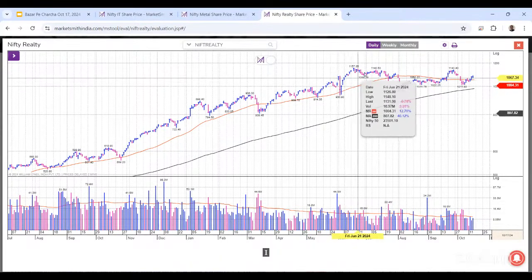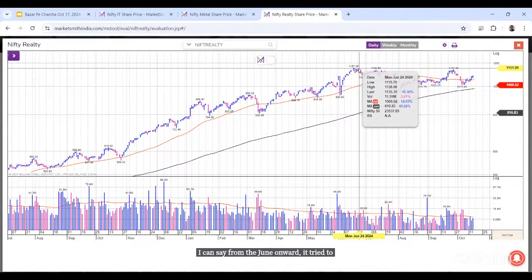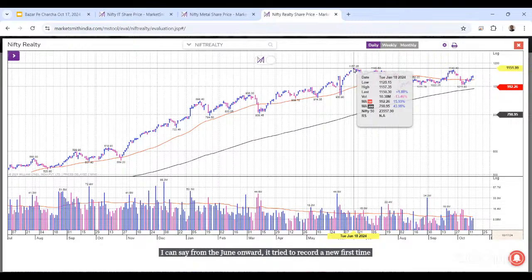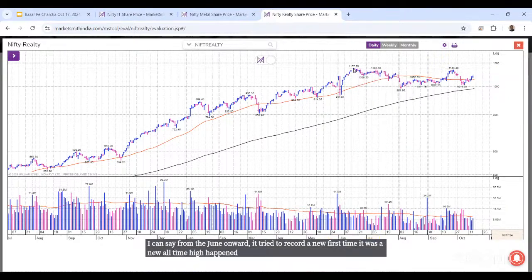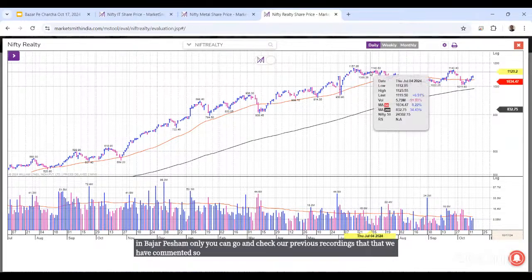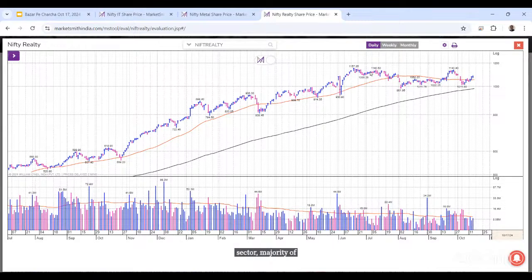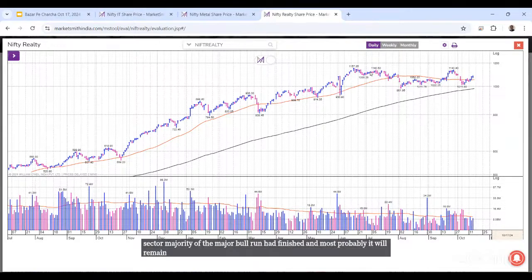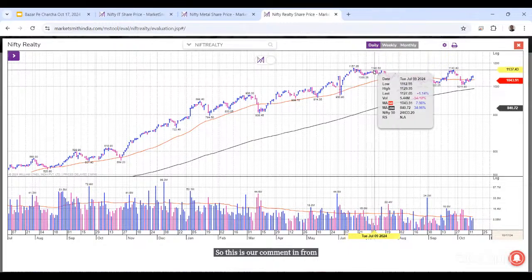I can say from June onward, it tried to record a new all-time high for the first time, which happened around 11,500. And if you remember, after that, in Bazaar Pe Charcha, you can go and check our previous recordings, we commented many times that in this realty sector the major bull run had finished, and most probably it will remain sideways for the next few months and quarters, even though the interest rate is going to be in a downward cycle. So this is our comment from June, July onwards about realty.